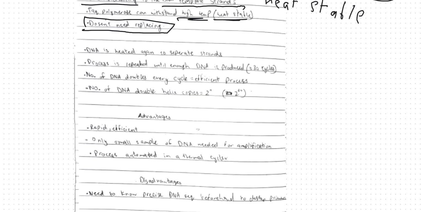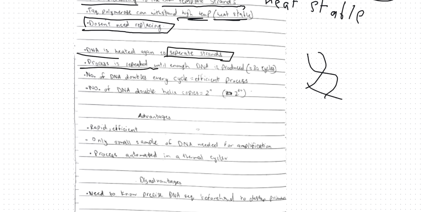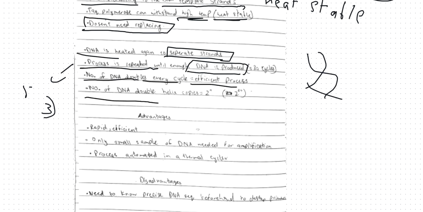And DNA is heated again to separate the strands. So when you make the new DNA strands, this is heated again, it's separated again, and the whole process is repeated. So you repeat the 3 basic steps, and you make more DNA until you have enough DNA required. So the number of DNA doubles every PCR cycle. So this is an efficient process. So the number of DNA doubles. So the DNA copies made by each PCR is 2^n, where n is the number of PCR cycles you did.